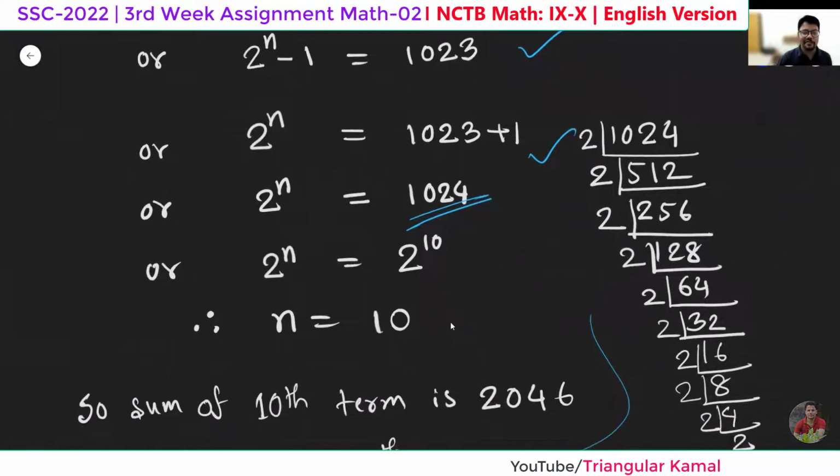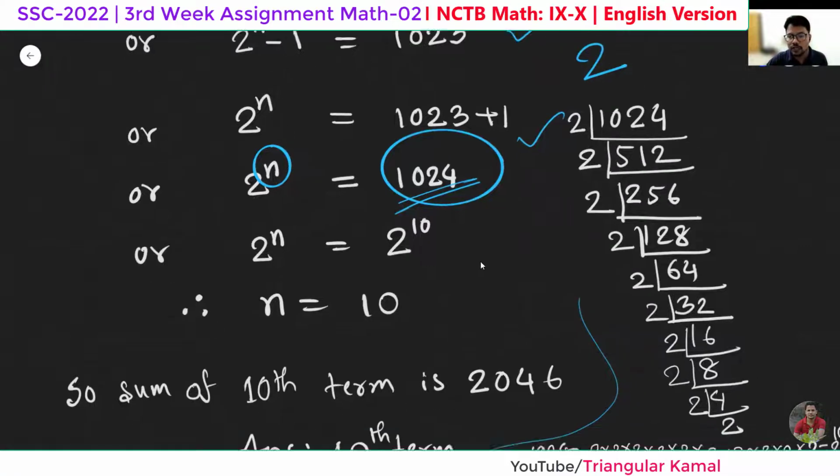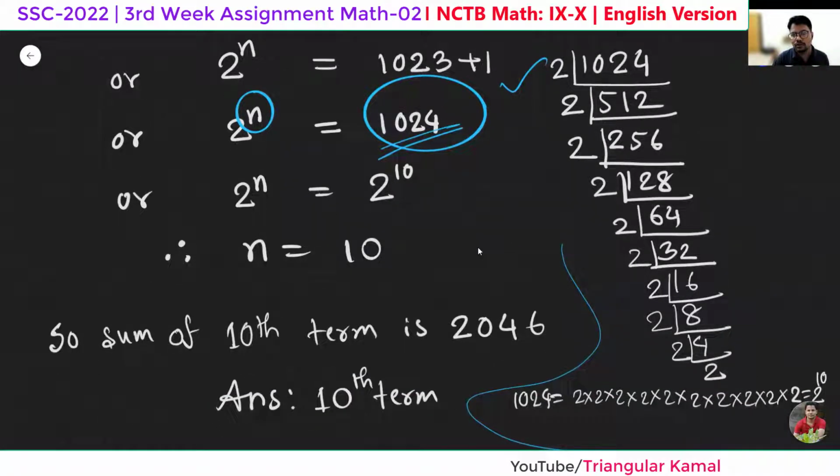But what is our requirement? Just find the value of n. But n is the index here, and the base is 2. Definitely we have to convert this number 1024 into base 2. So dividing by 2 repeatedly, finally you get 2 to the power 10 equals 1024. Now when the bases are the same on both sides, definitely their indices will be the same.